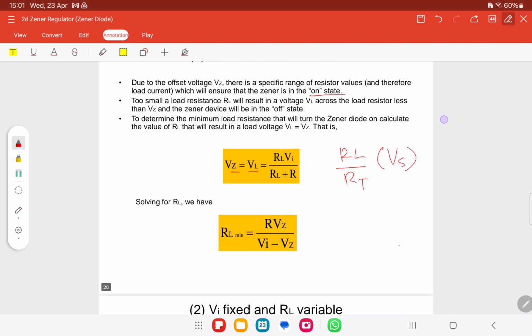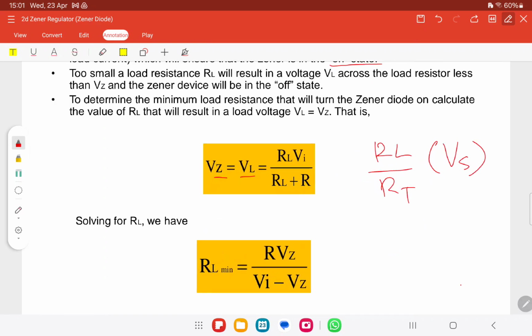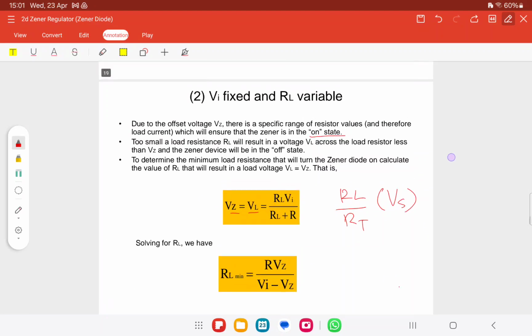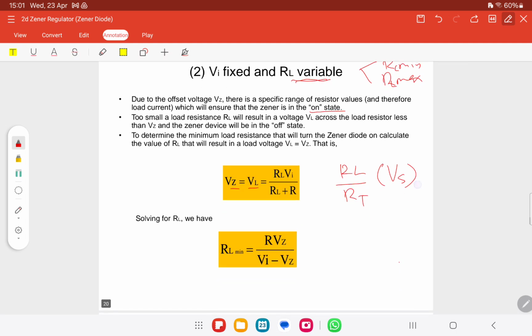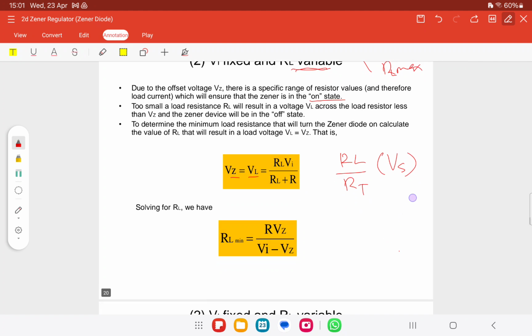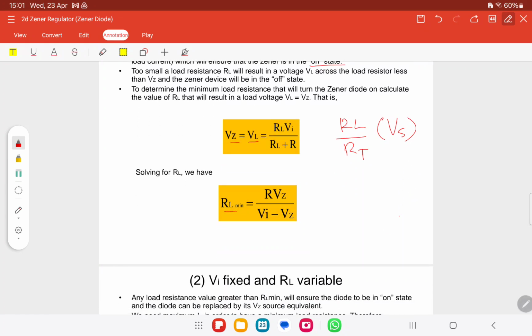Okay, that is the V supply. Okay, so this one is the vary resistor. When it varies, it can be R min with R max, RL min, RL max. So when we have RL min and max, we can also have IL min and IL max. Okay, so this is to get the RL min.